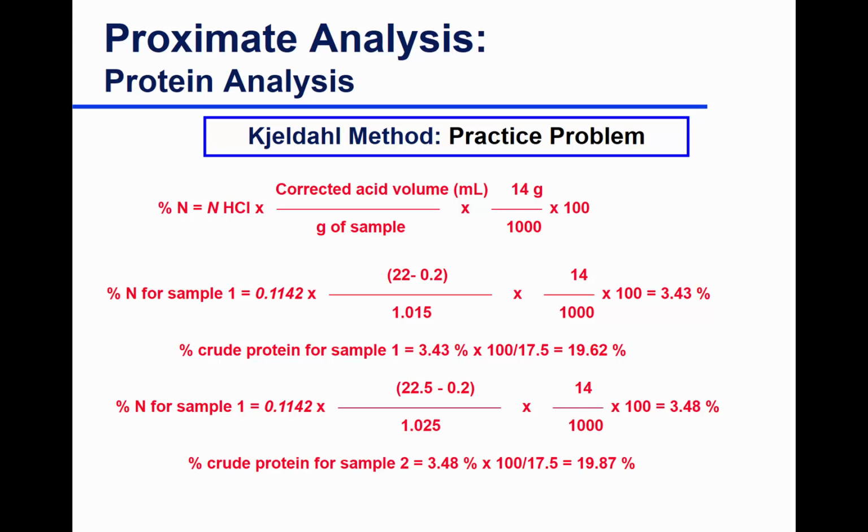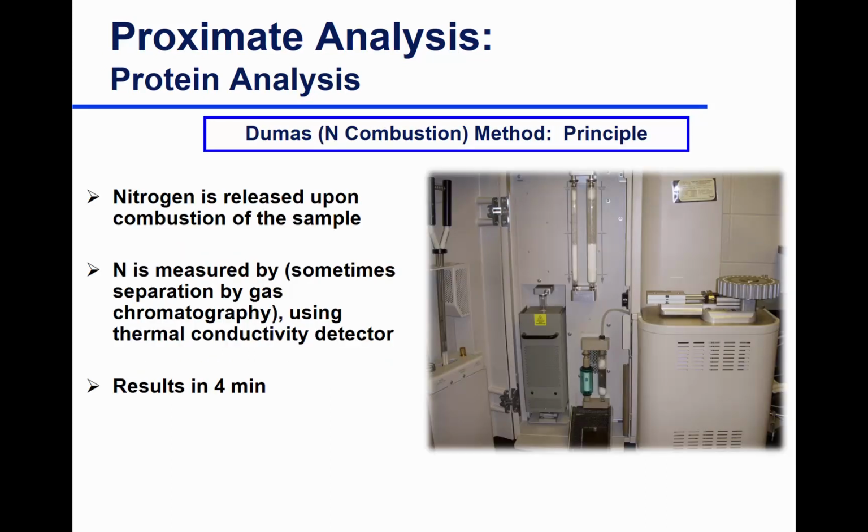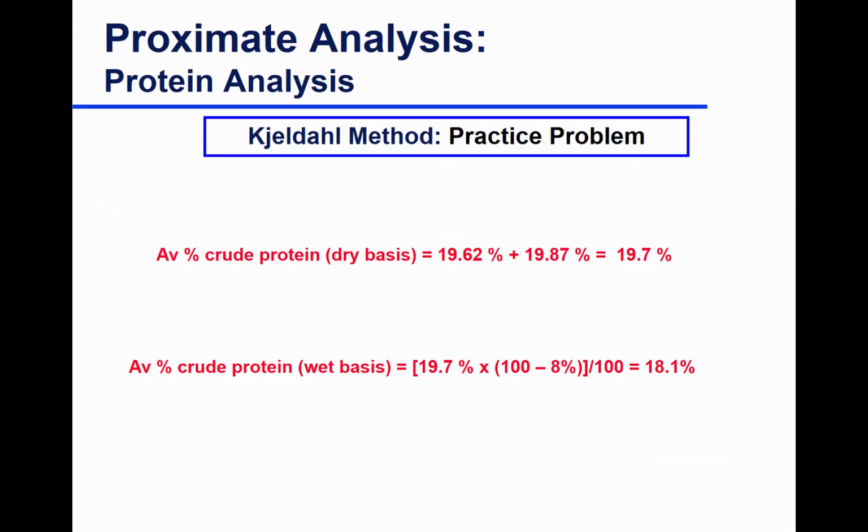Okay, so your moisture is 8. So basically 90.7 times 100 minus 8 over 100 will give you the percentage on wet basis. And always wet basis is smaller than dry basis. Then you know that you got it right. Oops, sorry. Just make sure you have that.